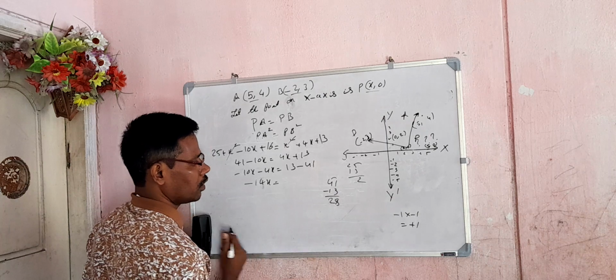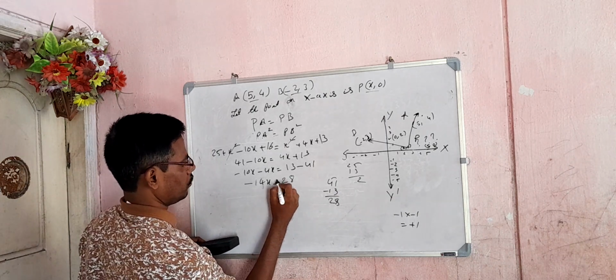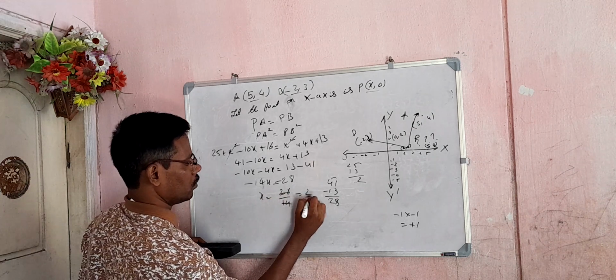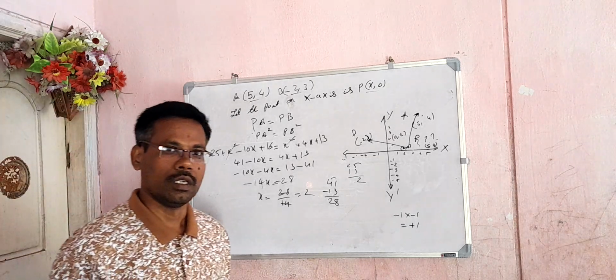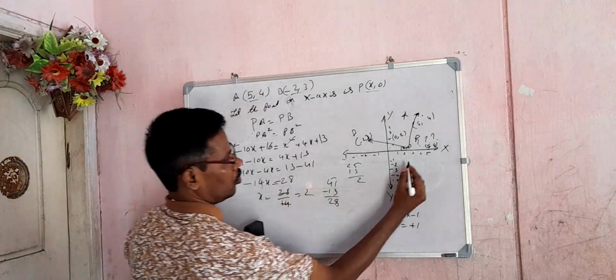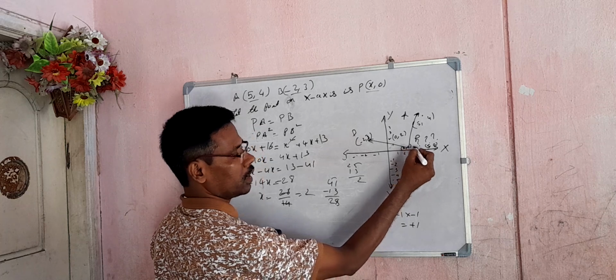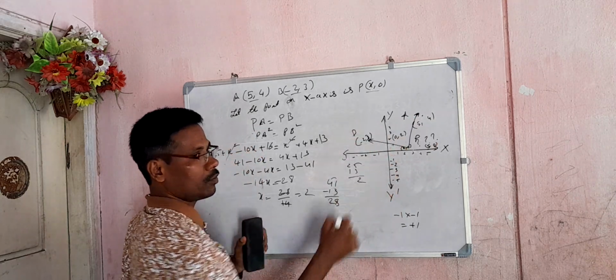It's 28. So x value will be 28 by 14, 14 to the 28. Are you getting my point? So in that way you should do the point. Now here x is equal to 2. So that means 2 comma 0, which is exactly here I located. 2 comma 0 is equidistant from 5 4 and minus 2 3.